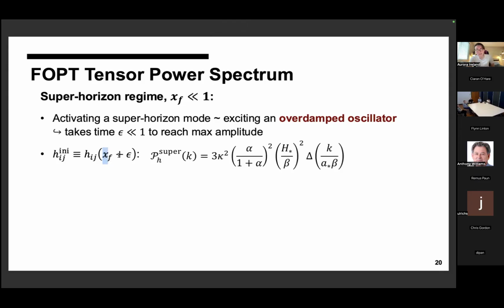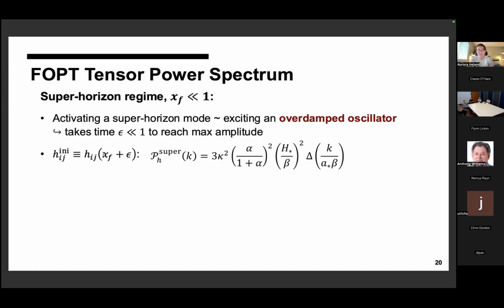We actually need to wait a little bit longer. The reason for this is, remember we did this decomposition of the tensor perturbation into this initial amplitude times the transfer function. And the transfer function, while we're still super horizon, is just frozen out. It's not doing anything. So in order to safely apply this transfer function, we need to wait until H has grown to its maximum amplitude. Otherwise, we're doing things inconsistently. So that's the subtlety here.